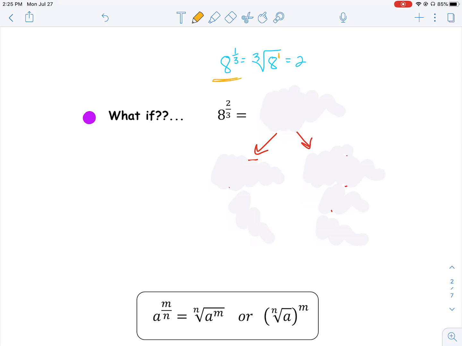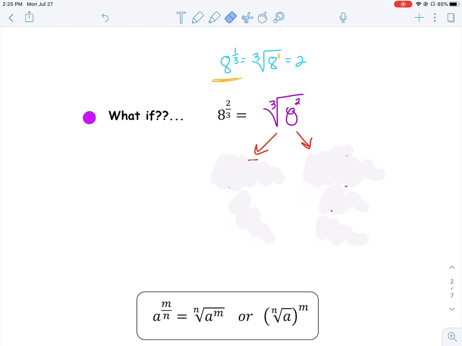What do you think that means? Well, if 8 to the 1/3 power means the cube root of 8 to the first, and top dog goes in the house, then 8 to the 2/3 power really means the cube root of 8 squared. So now my exponent inside is a 2 instead of a 1. So I can still use the idea that top dog goes in the house. And then I can simplify.